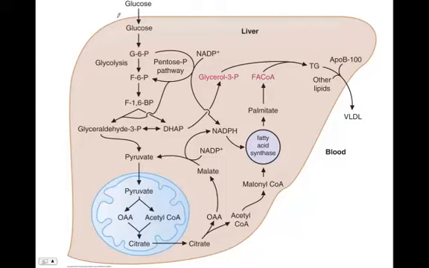So let's briefly go back through our process of fatty acid synthesis, starting with a high level of glucose. Glucose will enter into the liver. It will generate our pyruvate. Pyruvate is converted to acetyl-CoA, which condenses with oxaloacetate to form citrate. Citrate is shuttled out of the mitochondria and cleaved by citrate lyase into oxaloacetate and acetyl-CoA.